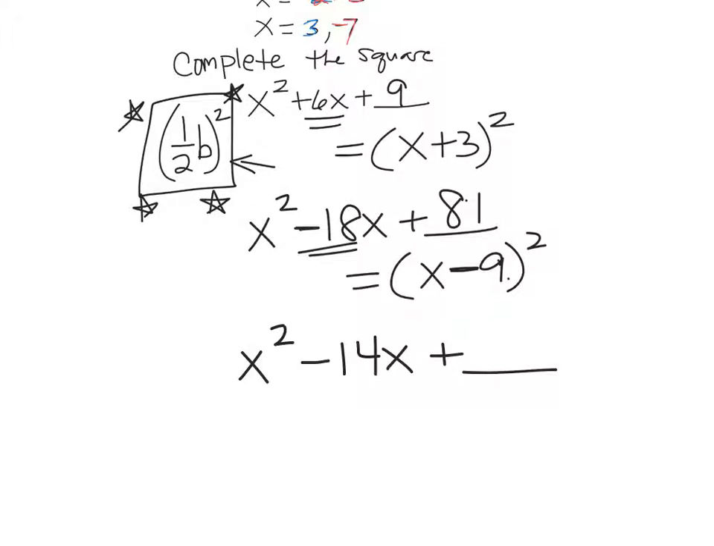Okay, especially if you memorize that. Then you're not guessing, like, what is it, what is it? You take half the middle term and you square it and you get 49. And then you go (x - 7) squared. There it is. Very nice.